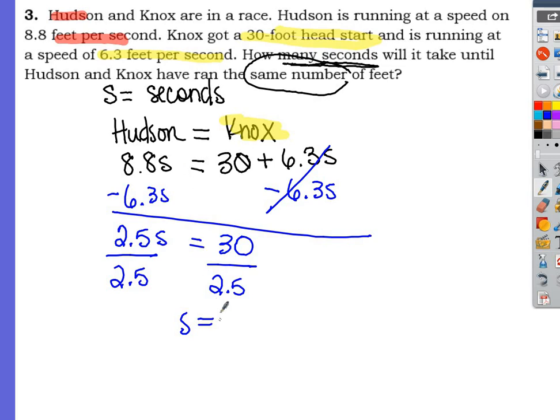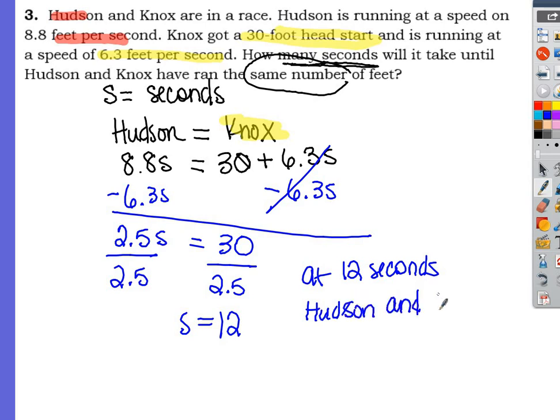And that's going to be 12 seconds. Okay, so when I interpret my answer, that means at 12 seconds, Hudson and Knox ran the same distance. So they have essentially caught up to each other.